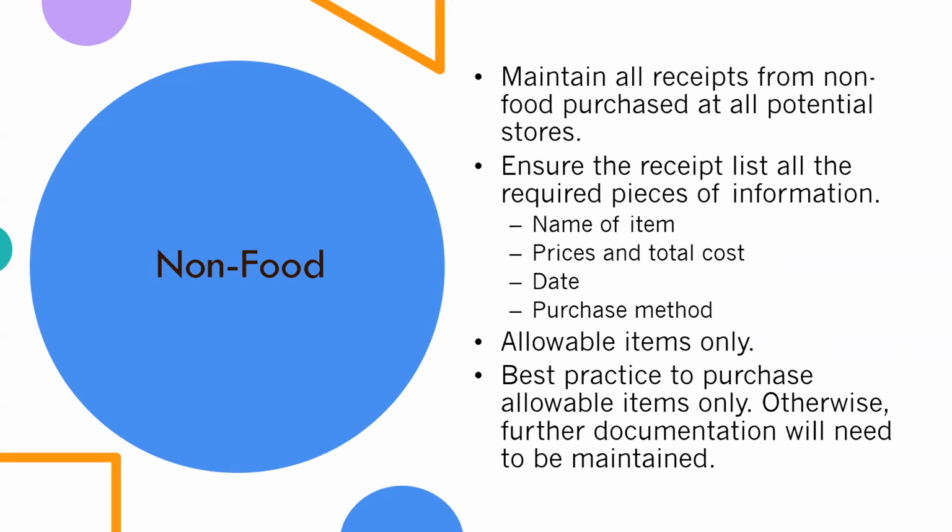Make sure you are marking your receipts. I can't say this enough, especially if you had non-creditable foods on them. Put the CACFP account code if it's not a separate bank account, again. Ensure that your receipt lists all required pieces of information, again, like the name of the item, the prices, the purchase method. Was it purchased with cash? Was it purchased with a credit card? Is it a company credit card? Is it a personal credit card?